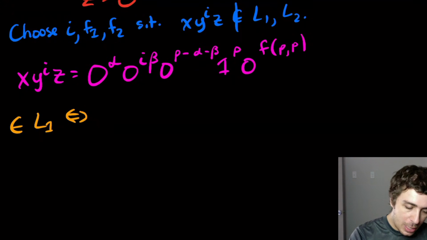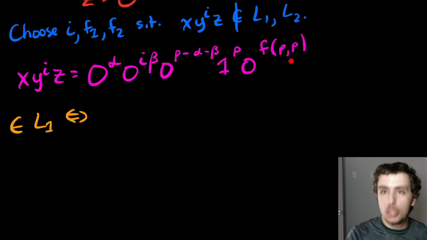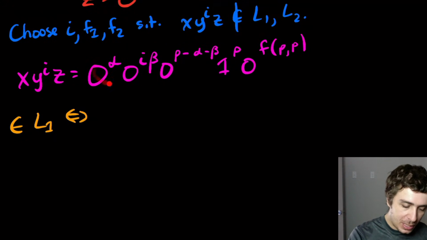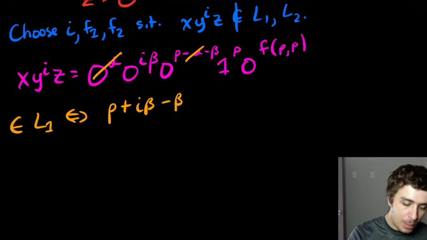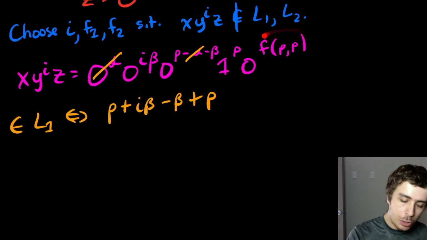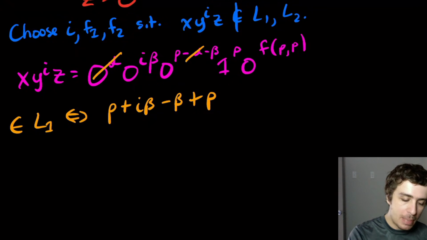let's see. What we have is that the number of zeros at the beginning plus the number of ones here equals, in this case, 2p. So what is the number of zeros here? Well, the alphas are going to get killed off. So the number of zeros over here is going to be p plus i beta minus beta, plus the number of ones here, which is just p, is equal to F1. Remember, F1 is just adding the two parameters. So that's going to be equal to 2p.